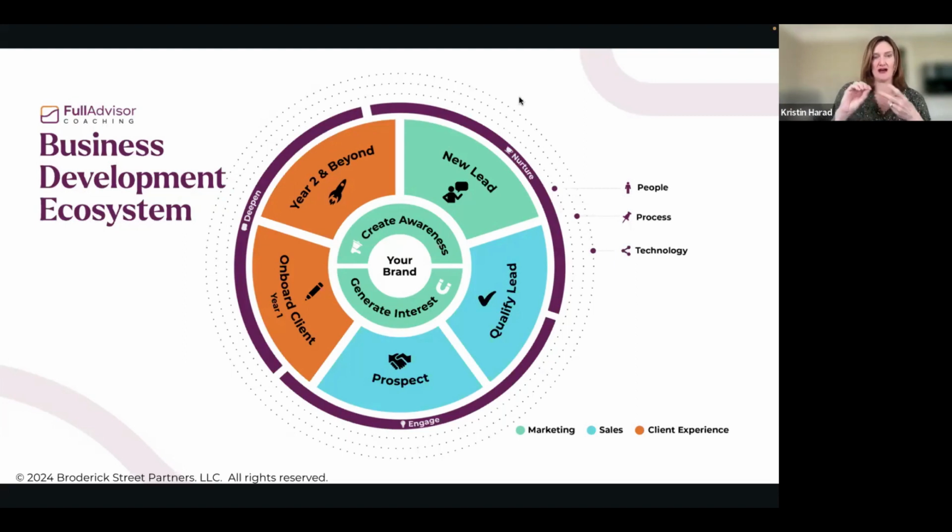You can increase your pricing, of course, to get more revenue, which we won't talk about specifically today. And then you can also deepen the engagement with your clients and get more share of their wallet and/or inspire referrals, which takes you back to the top of bringing in a new prospect.